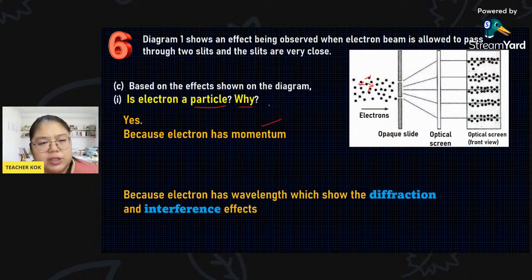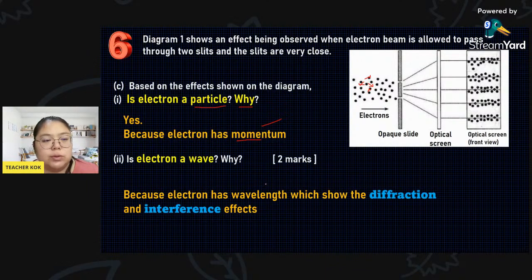So when the question asks you why, you need to answer they got momentum. Momentum is from who? From de Broglie. De Broglie says the particle also got momentum. So that's why we're using the formula for momentum. So number 2, they might ask you, is the electron a wave? The answer is the same. When you see the diagram, sure it's a wave already. So we just answer yes, it's a wave.